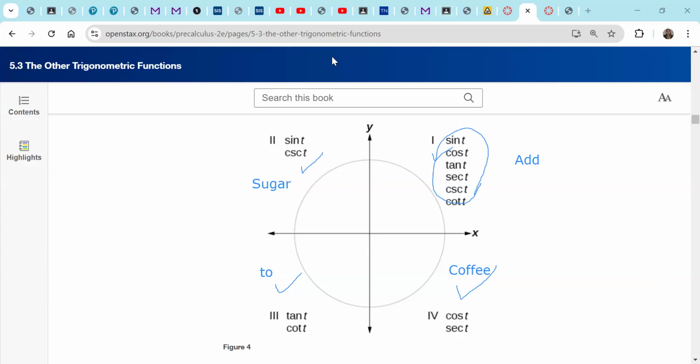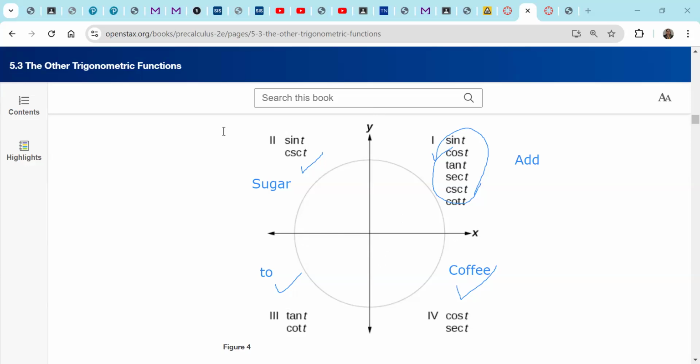What does it mean by positive and negative? As you look at the quadrants, this side x is positive, y is positive. This side x is negative, y is positive. This here x is negative, y is also negative. Down here x is positive, y is negative. Based off of that, these values are marked positive or negative.